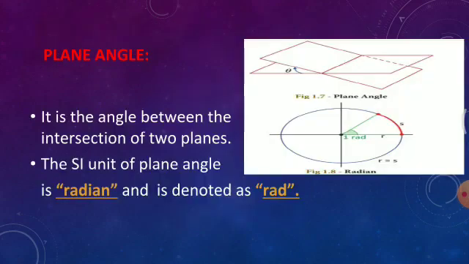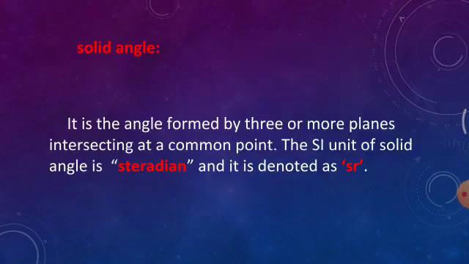Plane angle is the angle between the intersection of two planes. The SI unit of plane angle is radian and it is denoted as rad. Solid angle is the angle formed by three or more planes intersecting at a common point. The SI unit of solid angle is steradian and it is denoted as sr. Plane angle and solid angle both are derived quantities. To measure plane angle and solid angle, we need some luminous intensity.